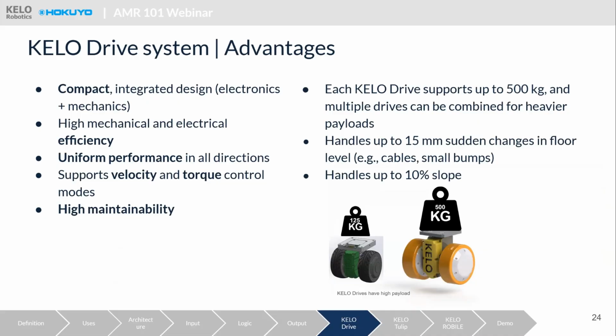The KELO drive system has lots of advantages, including it's compact, it is efficient, it has uniform performance in all directions, unlike the mecanum wheel. You can use it in velocity mode or torque or force mode. It's maintainable. Depending on the type that you use, you can go up to 500 kilogram payload. It can handle a slope of 10%, which is the highest slope that you can normally have in the industrial environment. And as you can see, two examples with two different payloads in this photo here.